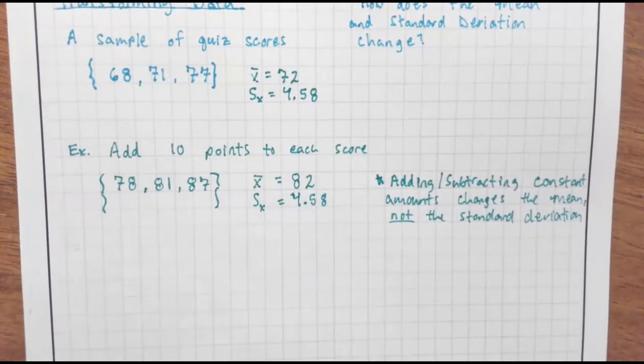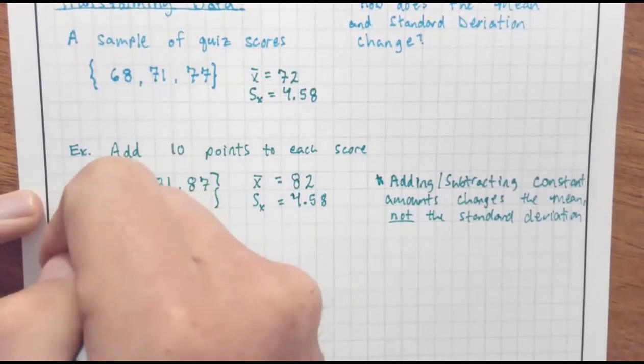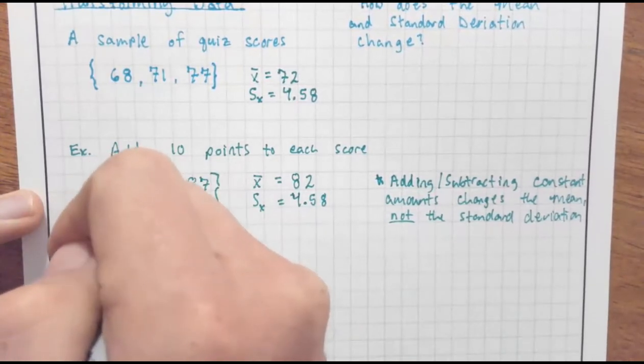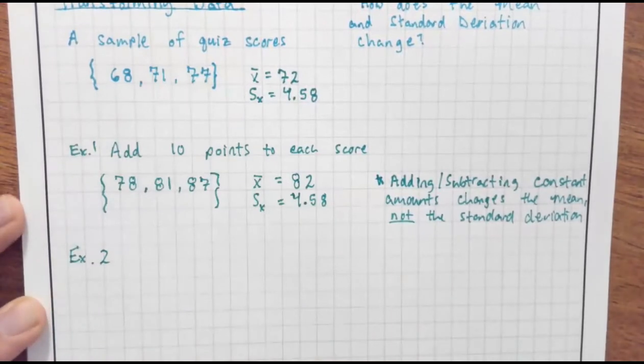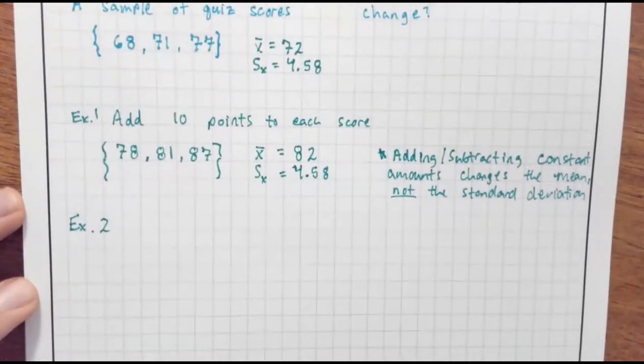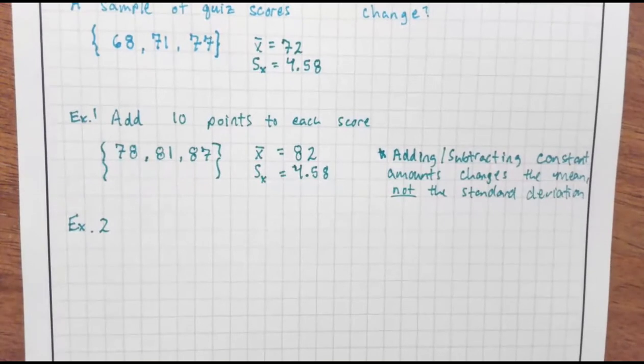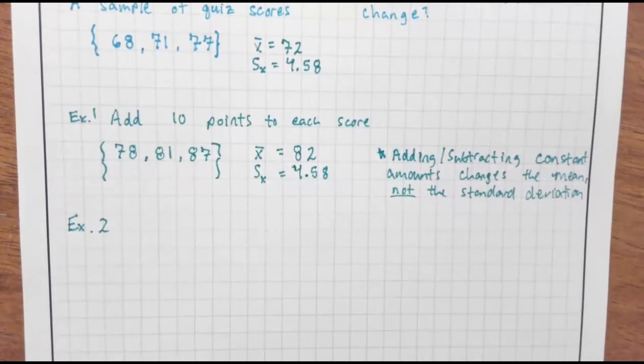Okay, on to the next thing here. Let's do example 2. Example number 2. I'll put a 1 up there. So instead of just adding or subtracting a constant amount, maybe we need to convert units, like going from inches to feet, or kilograms to pounds or something.